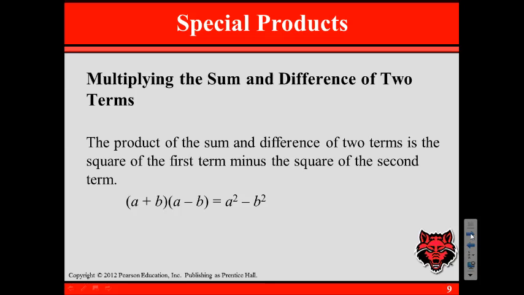We can also multiply the sum and difference of 2 terms. So one binomial, we are adding 2 terms. The second binomial has the same 2 terms, but they are being subtracted. And when that happens, the outer and inner products cancel, and we're left with the square of the first term minus the square of the second term.